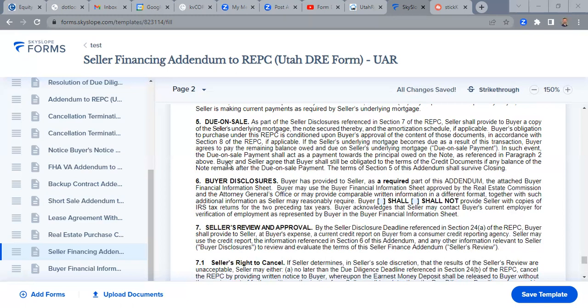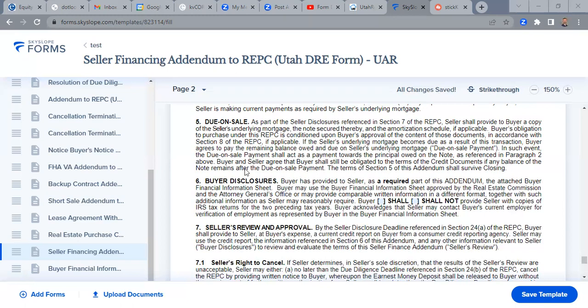So in such event, the due on sale payment shall act as a payment towards the principal owed on the note. So this is saying, the buyer's moved in, this due on sale clause was triggered. They've come up with the extra money. They scrambled, they got a hard money loan, they got a loan from parents, whatever. Maybe enough time had passed that a new loan program opened up and they could get that permanent financing. And they did pay off that mortgage. So maybe they didn't pay off the whole thing. Maybe we've seller financed $700,000 and the mortgage was for $400,000. All they have to do is pay off the $400,000.